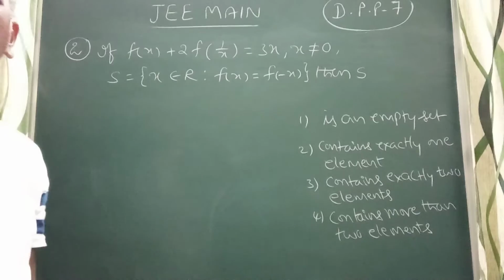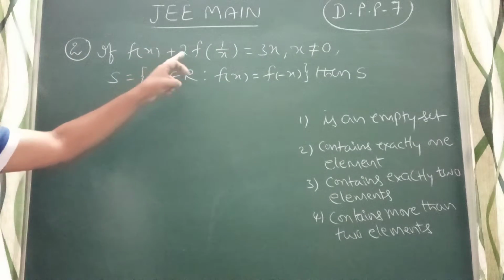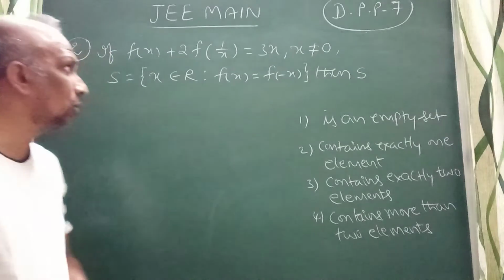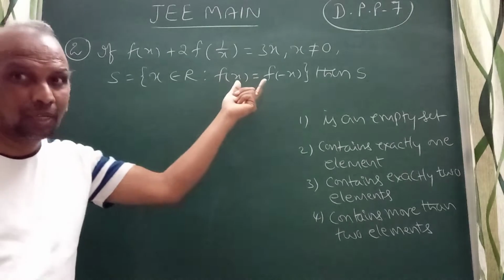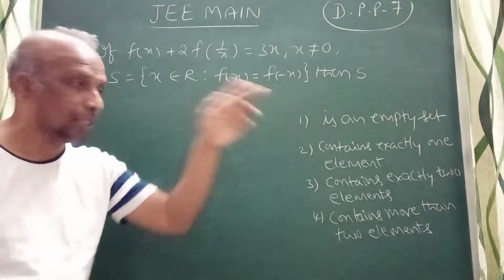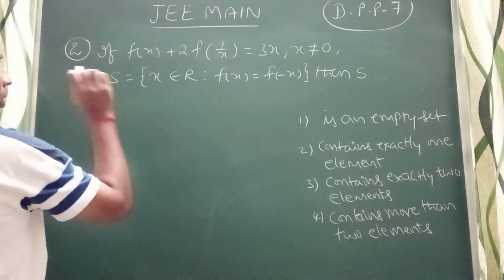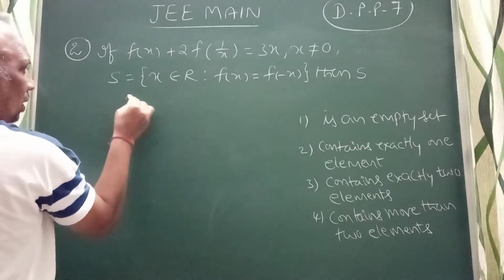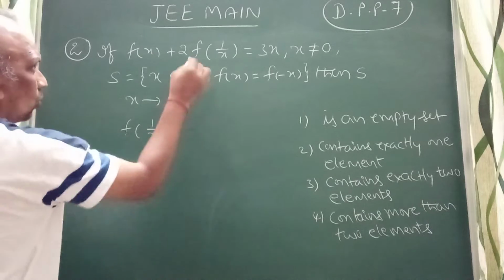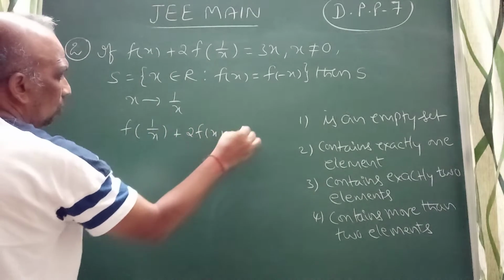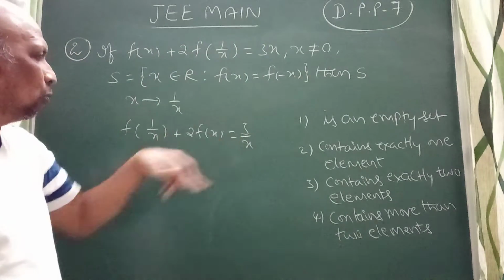See the next problem. This was one of the important models. Here it is given f of x plus 2 f of 1 by x equal to 3x, x not equal to 0. Then they mentioned whenever f of x equal to f of minus x, that means the function is even. In that case, what is the number of elements in S? These are the 4 options. Now replace x with 1 by x.